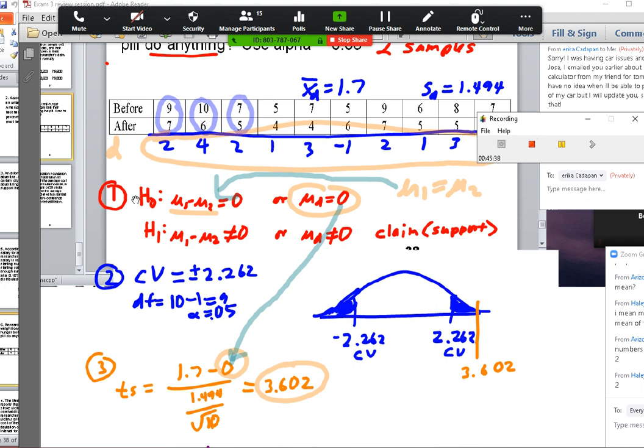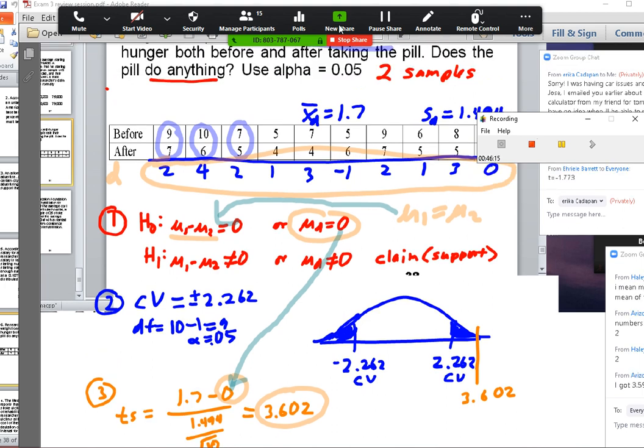Okay, so let's get back to step one. H naught: mu d equals 0. H1 would be that mu d does not equal 0, because we're claiming, does it do anything? Does it change it? Does it make it higher or lower? So this is higher or lower. Does it change? Is it not the same? So this is my claim, support.